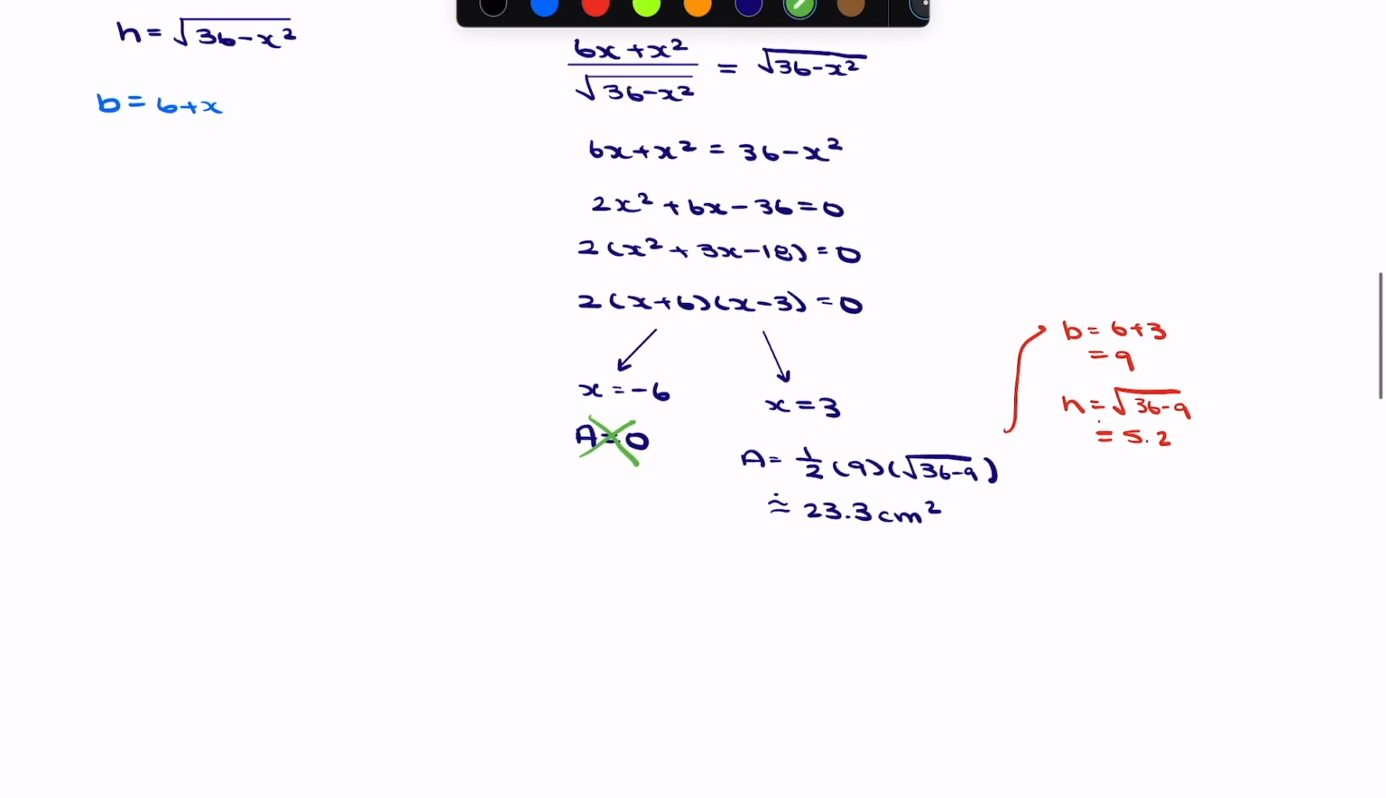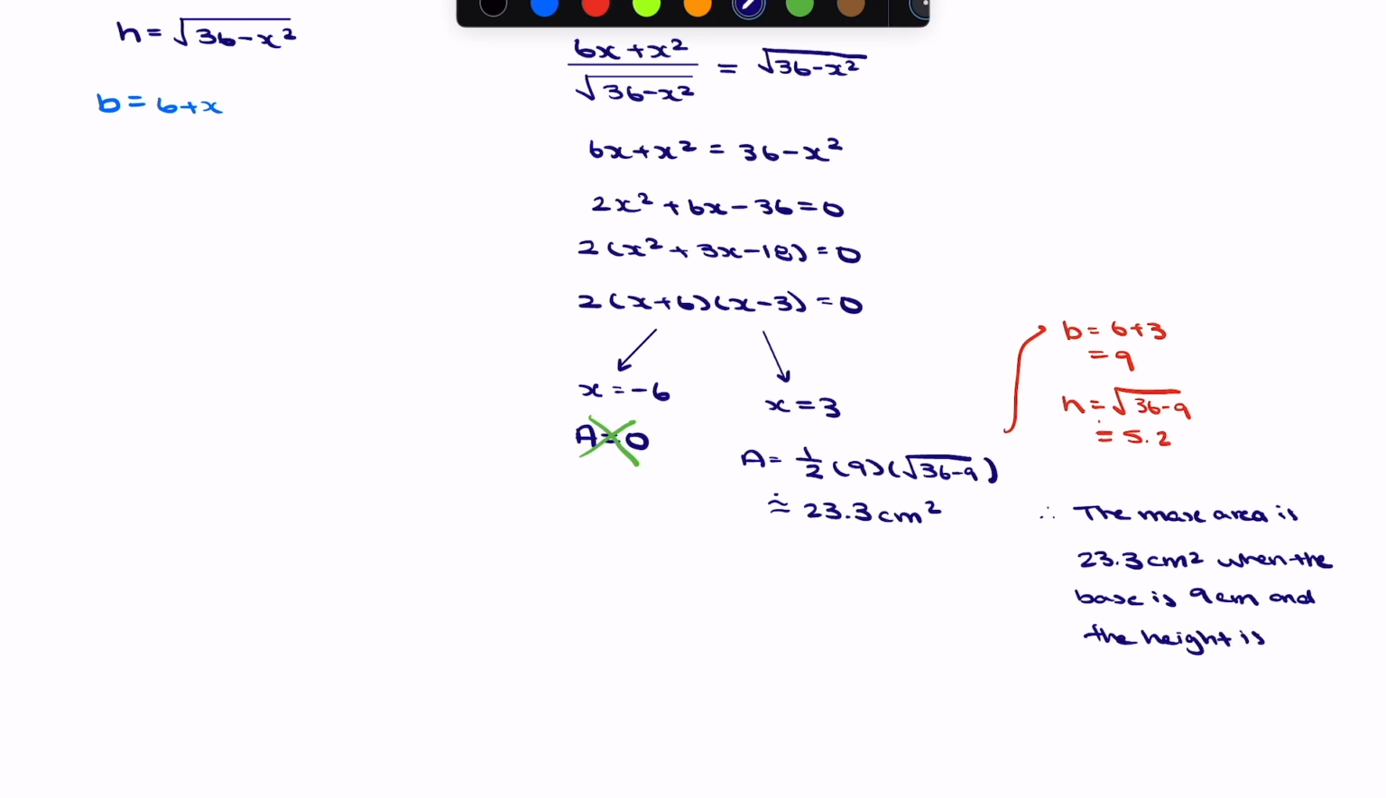So here, therefore, the max area is 23.3 centimeters squared when the base is 9 centimeters and the height is 5.2 centimeters.